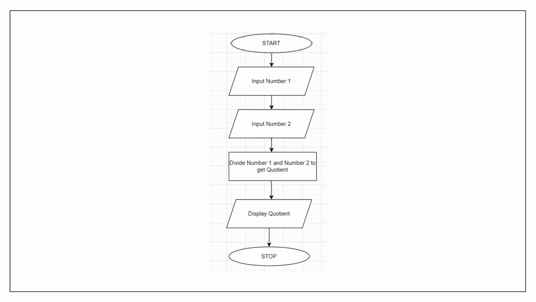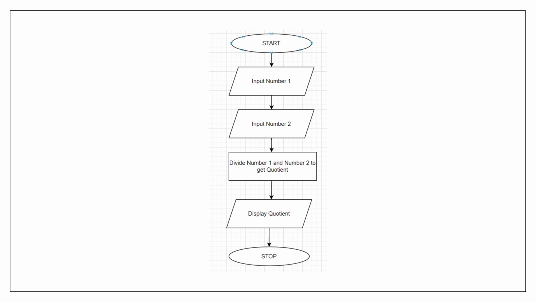Okay, I have another example here, and the task in this example is to get the quotient of the two numbers. So it's quite the same as the previous slide. We start again through the use of an oval symbol. We input the first number, and we input the second number. Those are all parallelograms.